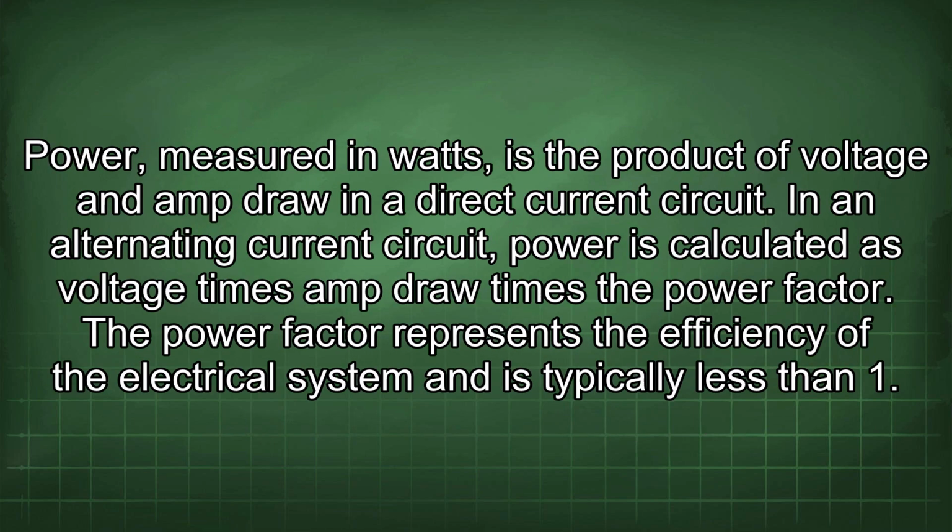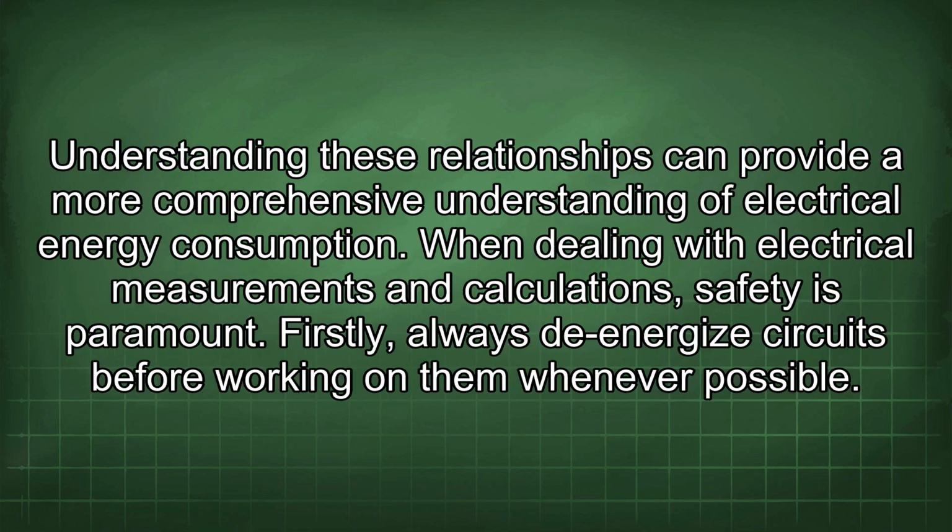Power, measured in watts, is the product of voltage and amp draw in a direct current circuit. In an alternating current circuit, power is calculated as voltage times amp draw times the power factor. The power factor represents the efficiency of the electrical system and is typically less than 1. Understanding these relationships can provide a more comprehensive understanding of electrical energy consumption.